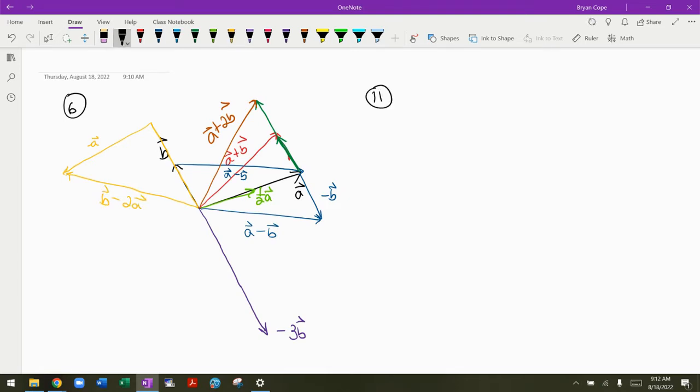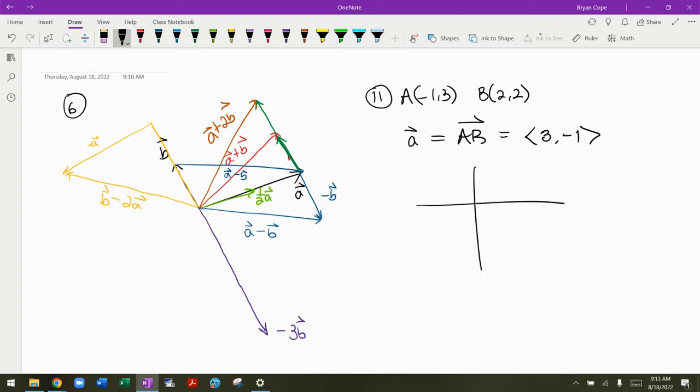Let's go on to number 11. In 11, it says, find a vector a with representation given by the directed line segment AB. So let's write down A. A is the point negative 1, 3, and B is the point 2, 2. And we're supposed to find a vector a, which is the same as the direction from A to B. And so we're just going to subtract. We're going to take the x-coordinate of B minus the x-coordinate of A. That gives us 3. And the y-coordinate of B minus the y-coordinate of A. That gives us negative 1. And if we draw that in standard position, it's 3 units to the right and 1 unit down from the origin, which gives us that vector right there.